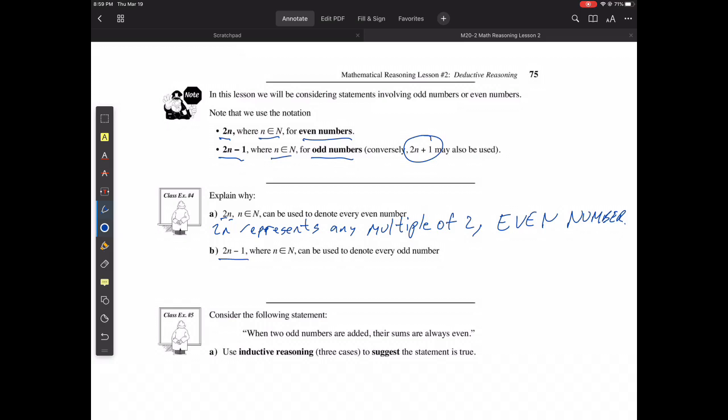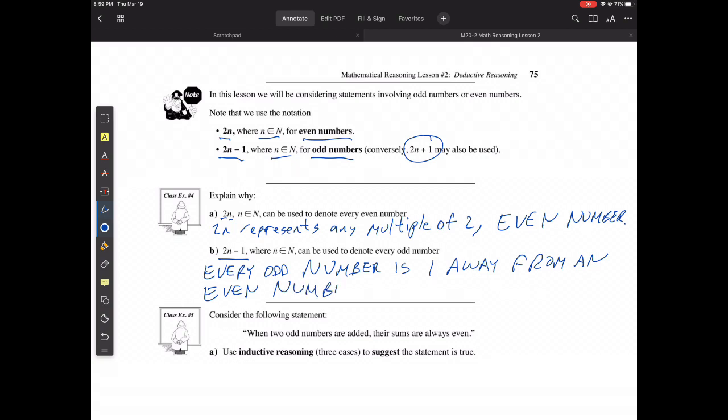Why is it that this one works? Well, because if 2n is going to be every even number, then every odd number is 1 away from an even number. If the even numbers are 2, 4, 6, and 8, then the odd numbers are going to be 1, 3, 5, 7, going on and on. It's always going to be 1 away from each other.